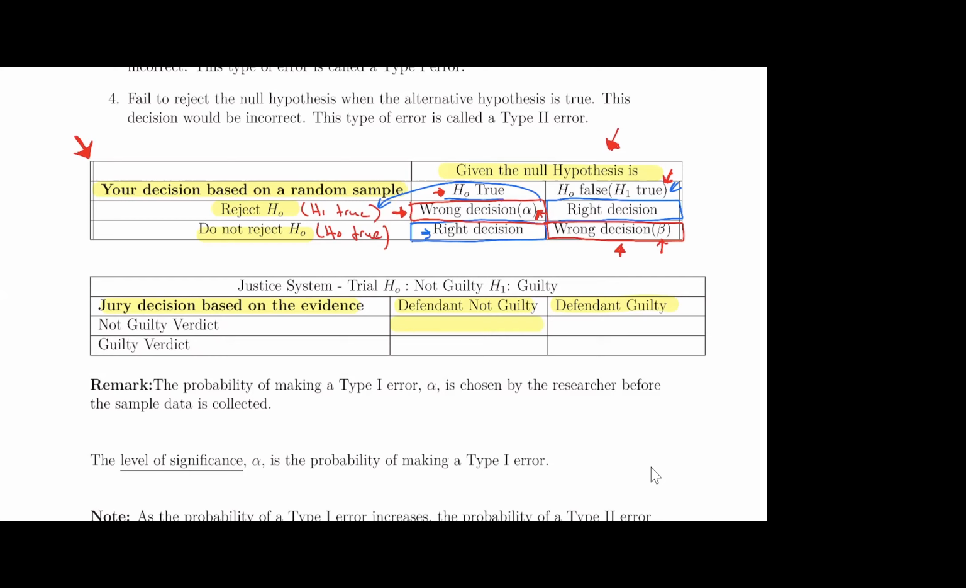Cool, thanks. All right, let's do this next box over here. If the jury said, based off of their evidence, the person was not guilty, but the defendant is actually guilty, is that the right decision or is that wrong?